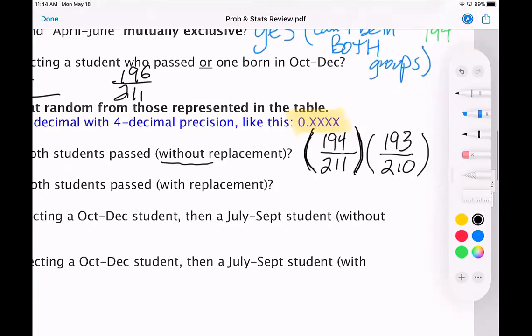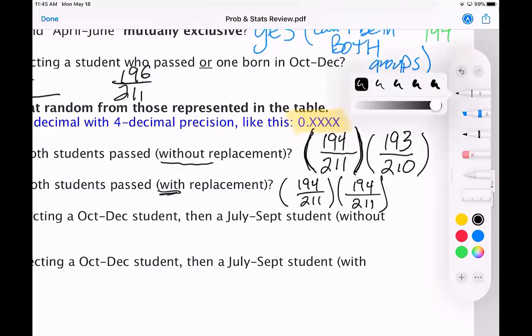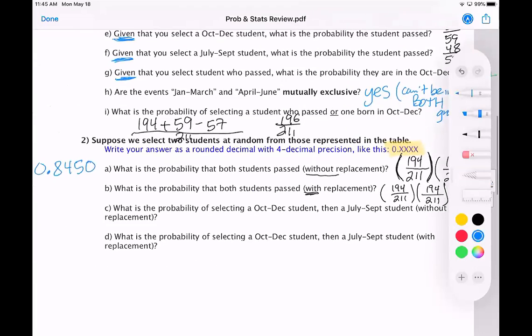What would it look like if it was with replacement? Well, if it's with replacement, you could get the same student again. So you'd have 194 over 211 and then times 194 over 211. These are independent events, they're called. The probability doesn't change. So we'd have 194 over 211 multiplied again. So you get 0.8454 as your answer rounded to four decimal places. So it's a pretty close probability that we had, but it is slightly different. And that's with replacement compared to without replacement.